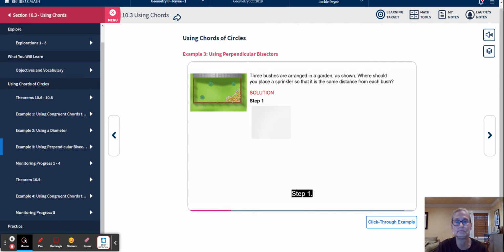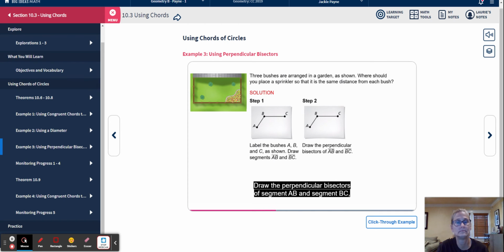Solution. Step 1. Label the bushes A, B, and C as shown. Draw segments AB and BC. Step 2. Draw the perpendicular bisectors of segment AB and segment BC as shown. By the perpendicular chord bisector converse, these lie on diameters of the circle containing points A, B, and C.